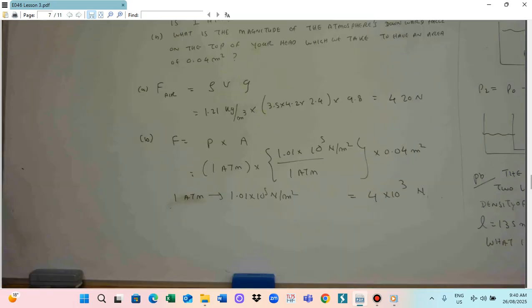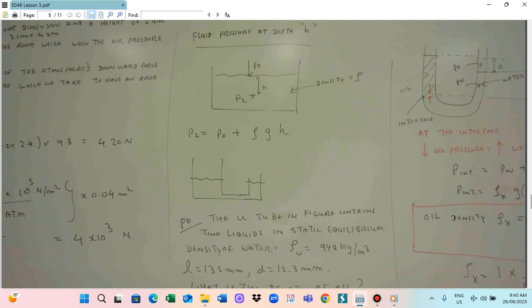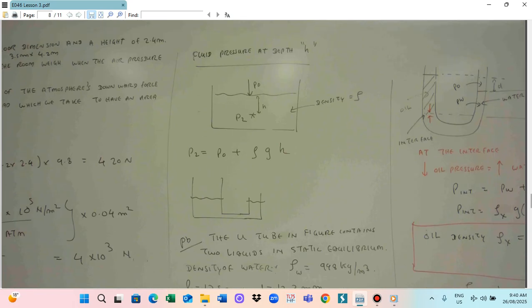The fluid pressure at the depth H. So this is the container here. So this is the H. Here is a P0. So the fluid pressure can be calculated. So this one is the density.